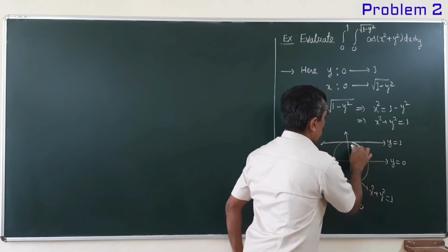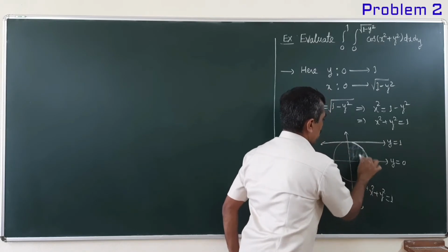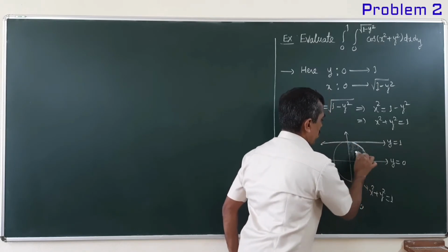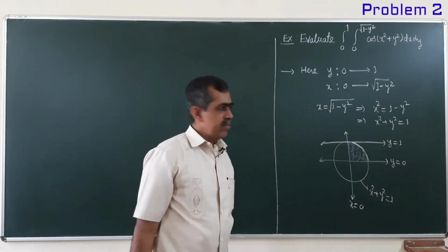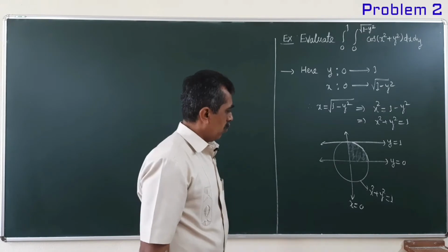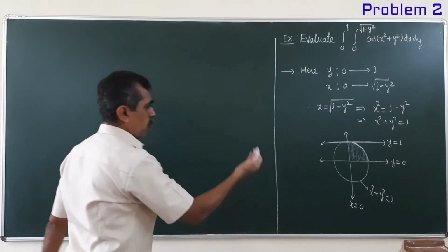So what is our domain? Domain of integration is this first quadrant. Domain of integration is the first quadrant of this circle. Okay, so therefore, what are the limits now in polar coordinates?